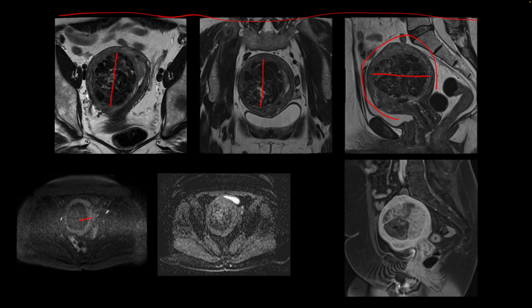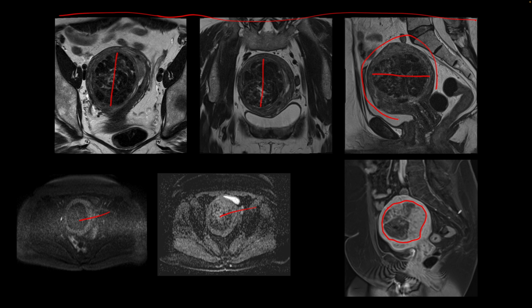The mass does not show restricted diffusion, but it does show variable enhancement. So whenever there is a focal lesion in the myometrium that is T2 hypointense, it has to be a fibroid. It could be a subserosal fibroid, an intramyometrial fibroid, or a subendometrial fibroid or a polypoid fibroid going into the endometrial cavity or into the cervix.